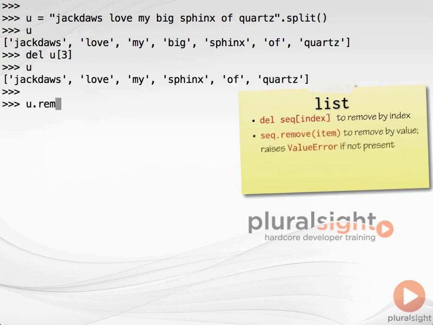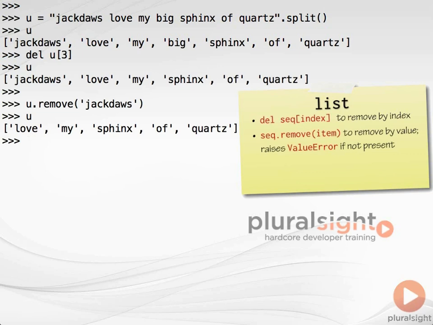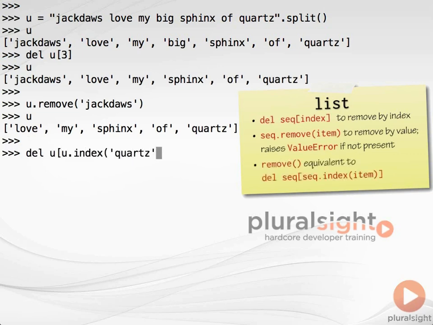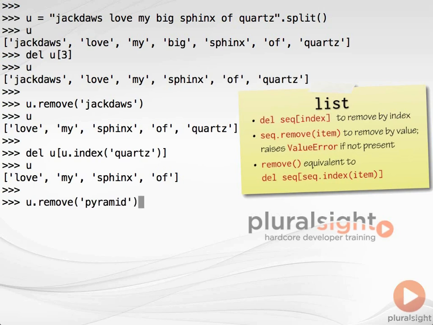It's also possible to remove elements by value rather than by position, using the remove method. Here we pass jackdaws to that method, giving us "love my sphinx of quartz." This is of course equivalent to using the del statement and the index method in combination. Attempting to remove an item which is not present, such as pyramid, results in a value error.